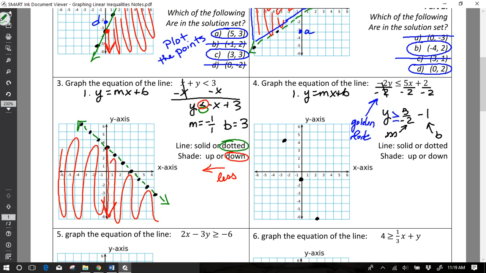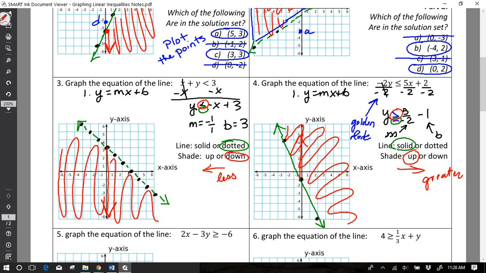Now I'm going to determine solid or dotted. There is definitely a line there, so this will be solid. And my shading, this is going to the right, which is greater than. So I'm going to shade up. So the numbers greater than -1 are this way. And that's it.